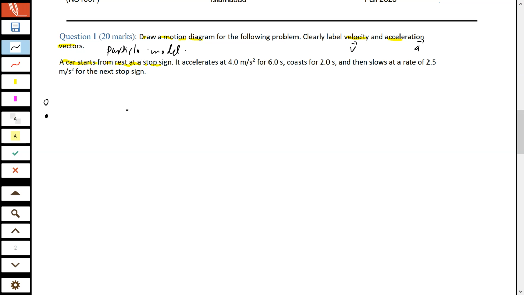Now, before I place frame 1, frame 2, frame 3, because I don't have any details, let's read the question and see how it goes. It accelerates at 4 meters per square second for 6 seconds. And then it goes for 2 seconds, so there it's constant acceleration, and then it slows down at a rate of 2.5 meters per square second for the next stop sign. So it means that here is the start, and it will ultimately stop somewhere. That is what is mentioned here.